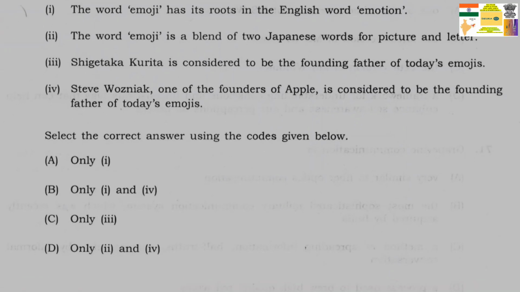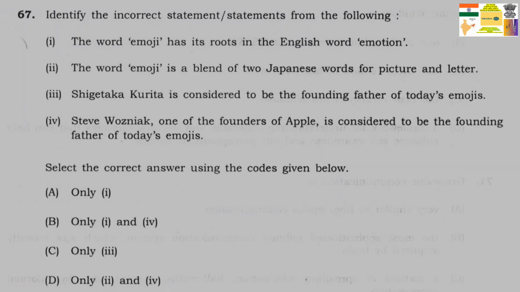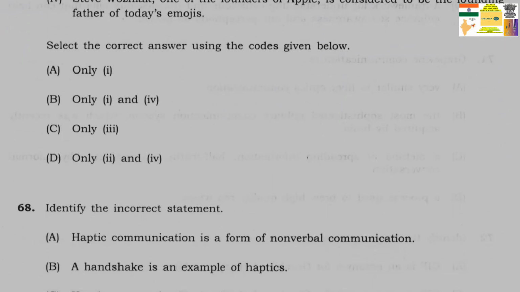Code option A is only 1, option B is only 1 and 4, option C is only 3 and option D is only 2 and 4. Answer is option B, that is only 1 and 4 is correct.